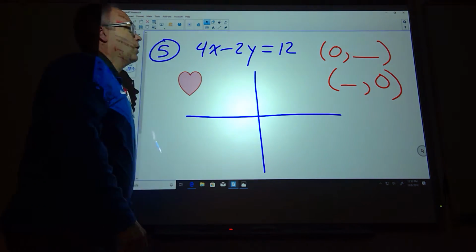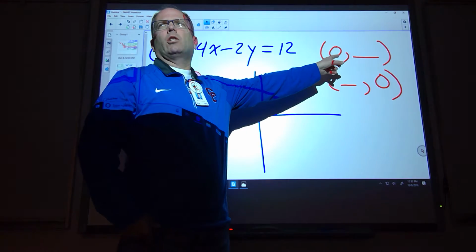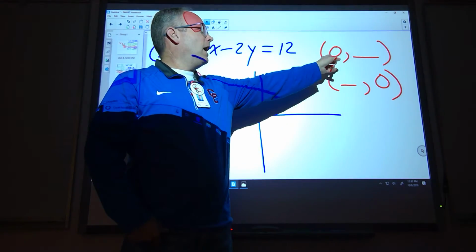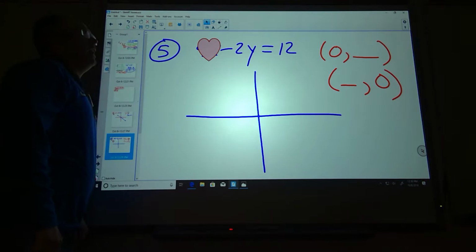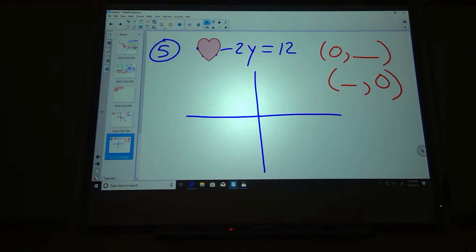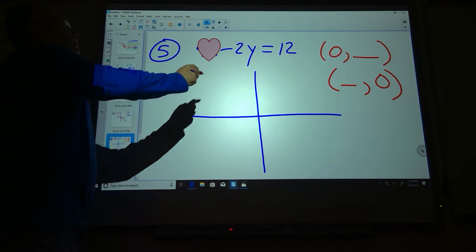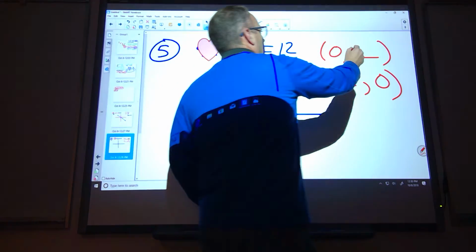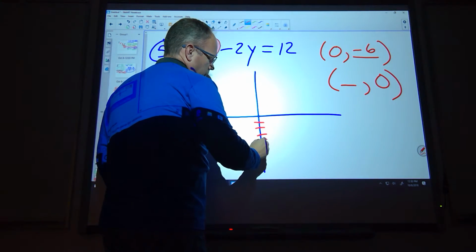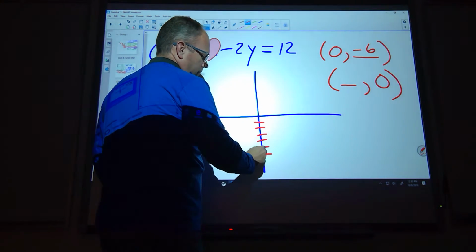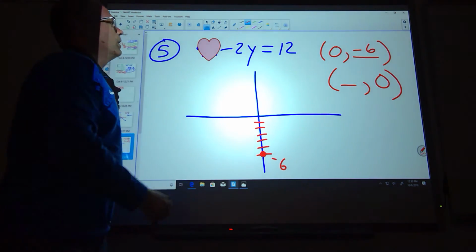All right. So, what letter would this be, x or y? x. So, I'm going to cover my x value. So, I get negative 2y equals 12. Agree? Yes. So, what does y equal? Negative 6. Oh, I love it. Negative 6. So, 0, negative 6 is down here. Agree? Anyone stuck on that?